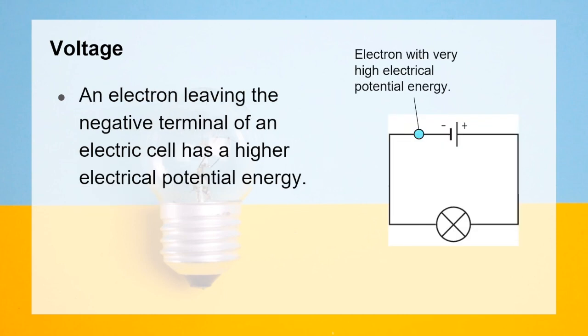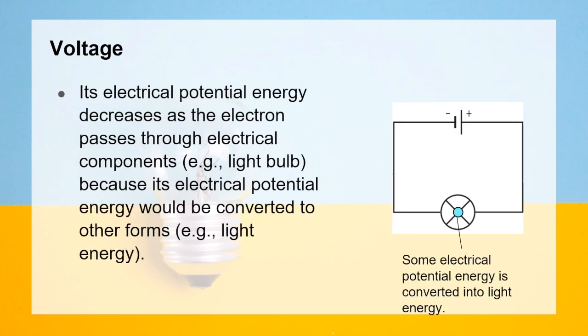This slide shows an electric circuit with a cell and a light bulb. An electron is represented by the small blue circle. Electrons would leave the negative terminal of the cell, and when they do so, they have a lot of electrical potential energy. The electron will move along the wire towards the positive terminal of the cell.